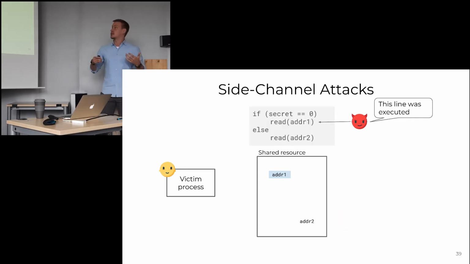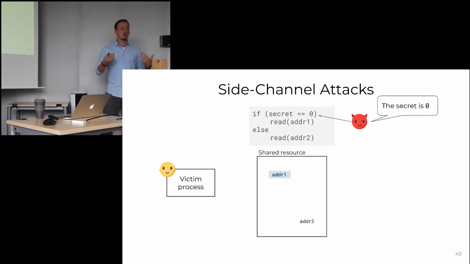And from this, the attacker can conclude, knowing the code, that this is the line of code executed. And how can it be executed? It can be executed only if the secret is 0, and that's how the data gets stolen. So the attacker now knows the value of the secret. And note that in this particular example, we don't have any vulnerabilities in the code. So from the software perspective, the code is completely correct, no vulnerabilities here, but the hardware itself leaks some information about it, and it enables a new vulnerability.